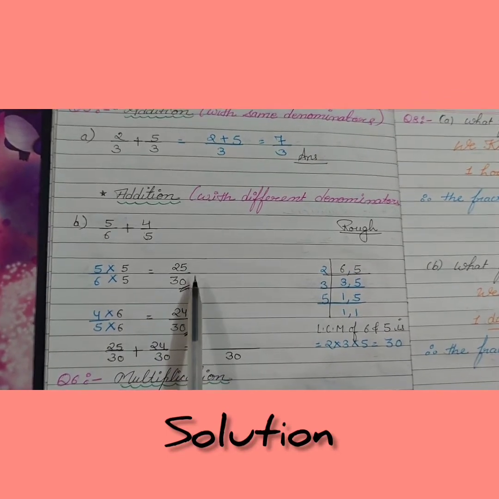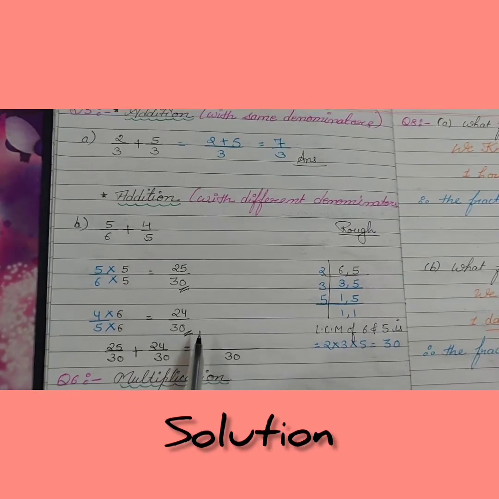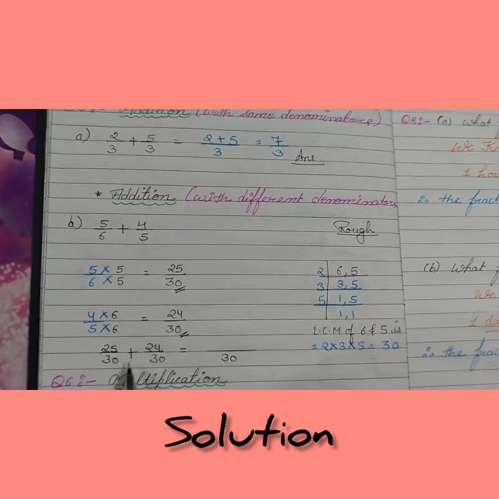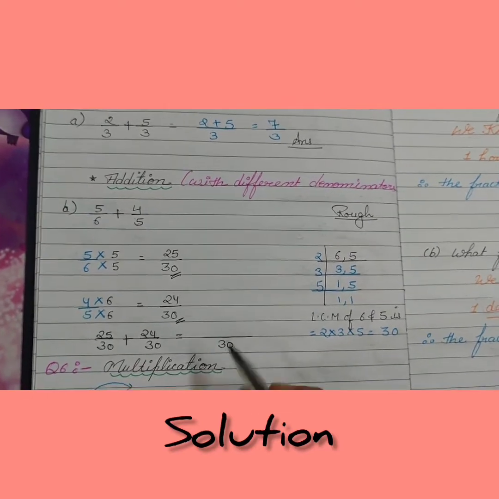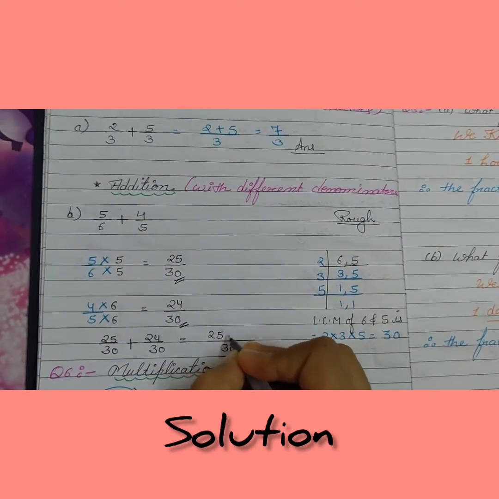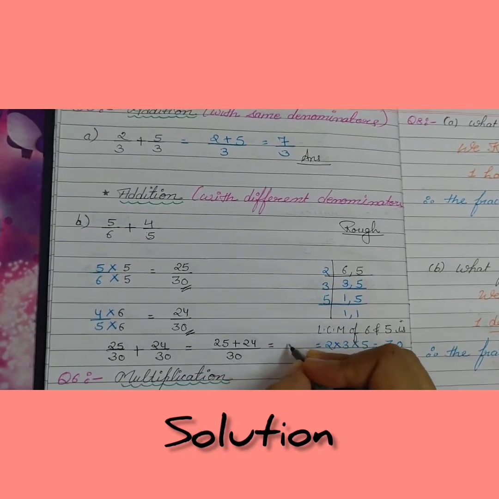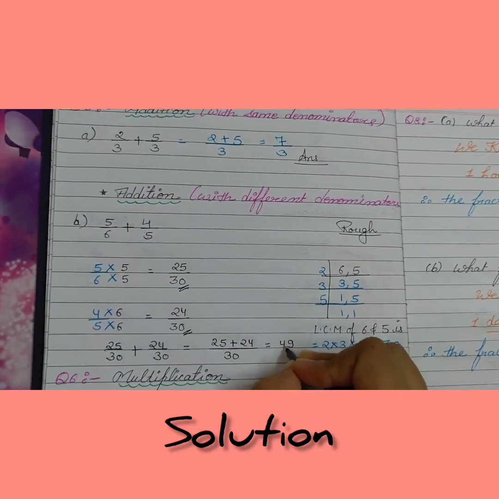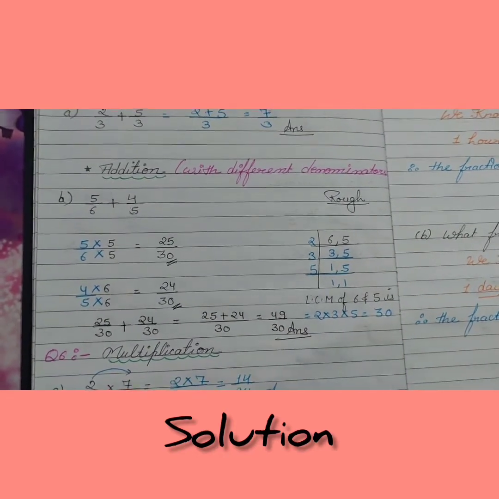Now you can see both the fractions have the same denominators now. Means they have been converted into like fractions. So take 30 as common because the denominators are the same, and add both the numerators together. 25 plus 24. So our answer is 5 plus 4 is 9 and 2 plus 2 is 4. 49 upon 30 is our answer.